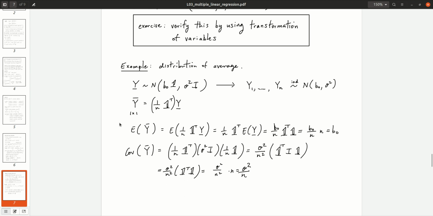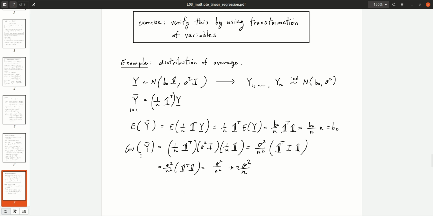And now we should do the covariance matrix. So the covariance matrix for y bar is you do M times the covariance matrix for y times M transpose.